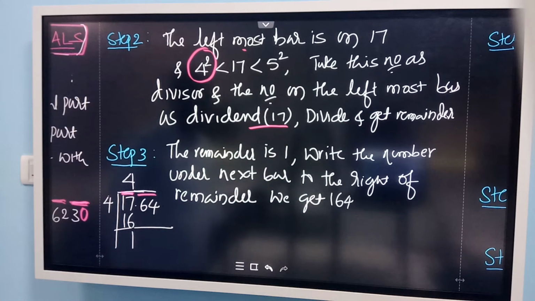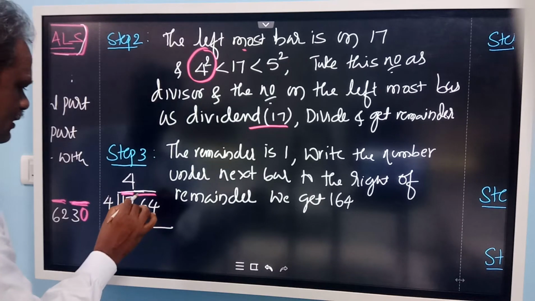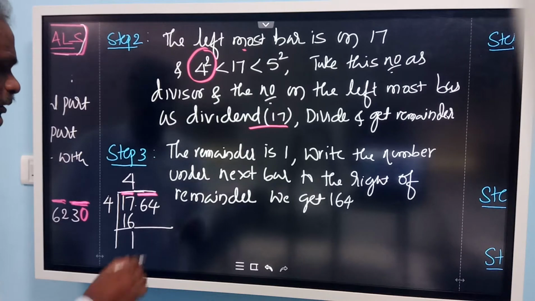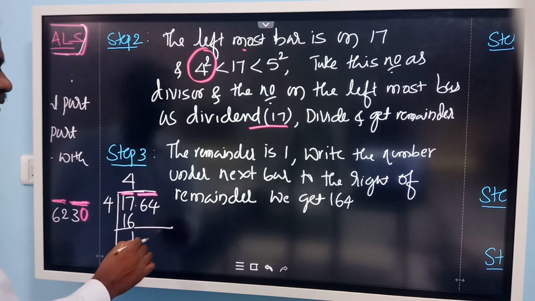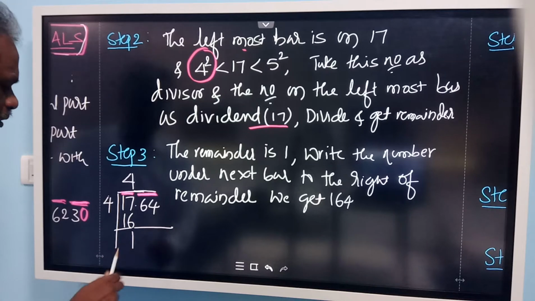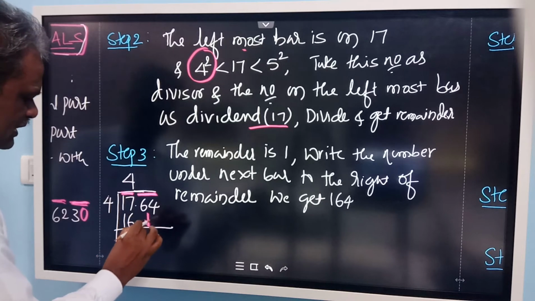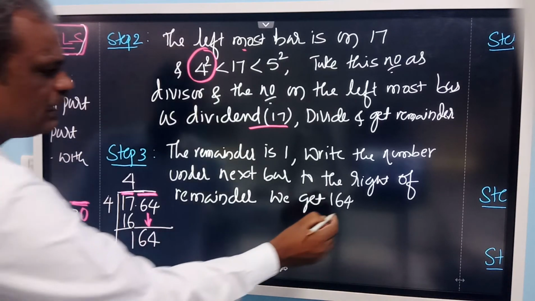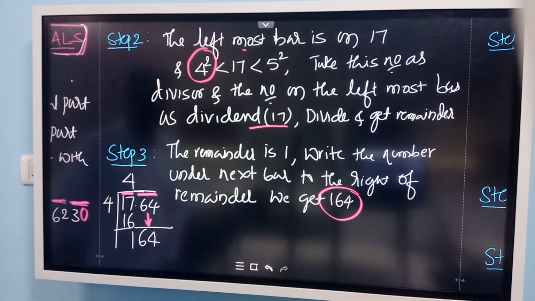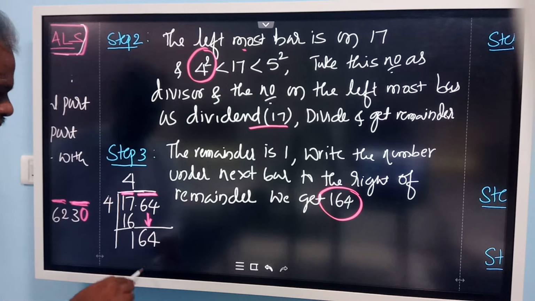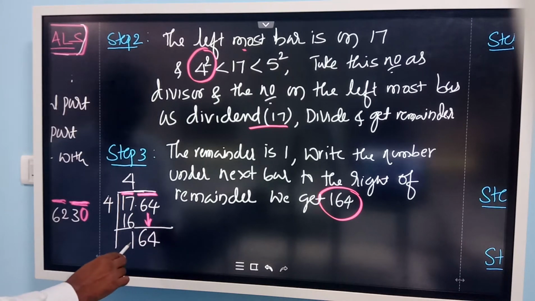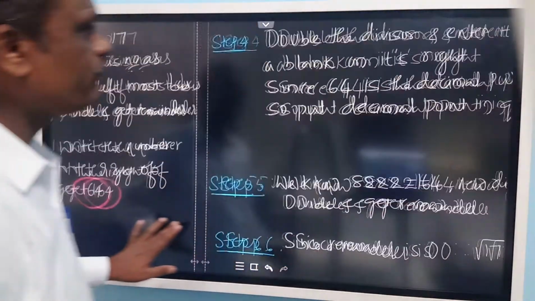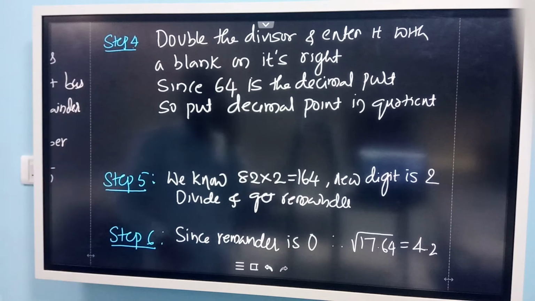After getting the remainder, write the number under the next bar alongside it. What is the number under the next bar? That is 64. Bring down this 64 next to the remainder, and you get 164. That is the third step: bringing down the next group and writing it along with the remainder. So you are getting 164. Then what is the next step here? Divide this by the divisor. So again, what is that?